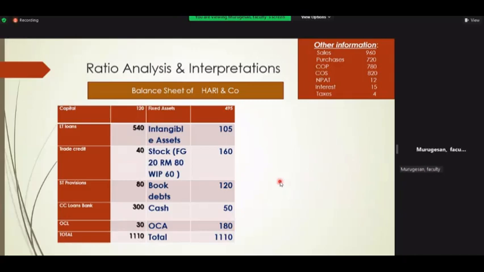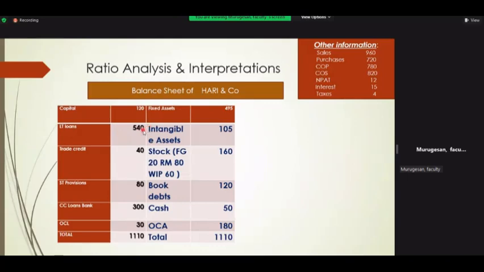Okay. Yes. Because it's a continuous exercise. It's a balance sheet of a company. Like for ratio analysis, they will give some data. Sometimes they will give a balance sheet. It depends on. But when you have understood, you can easily do.